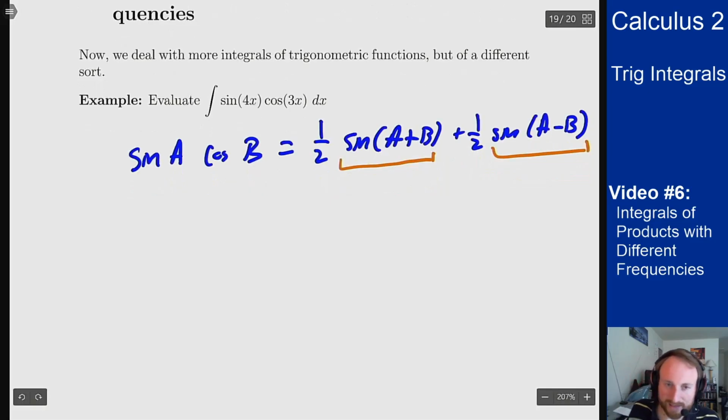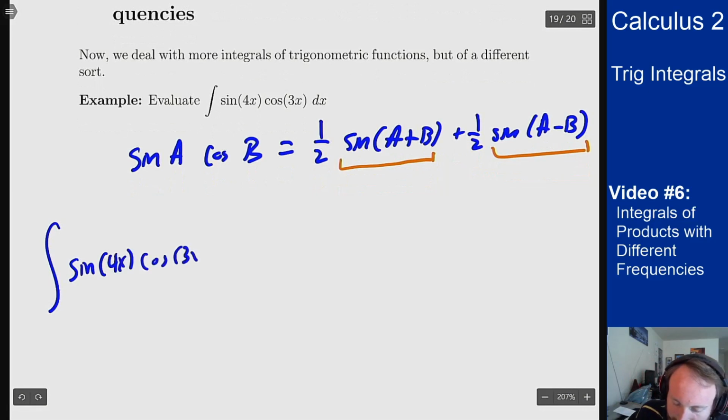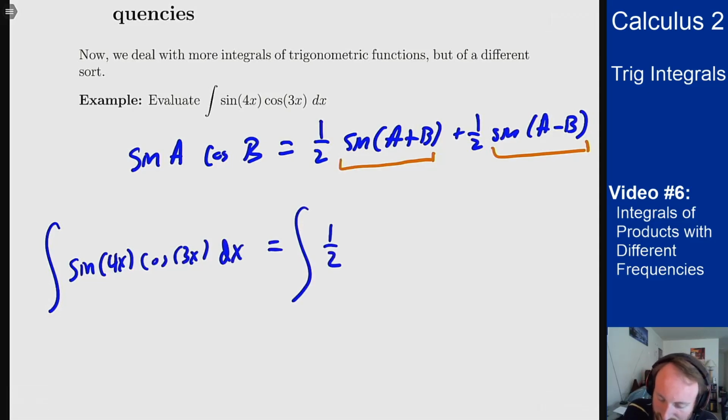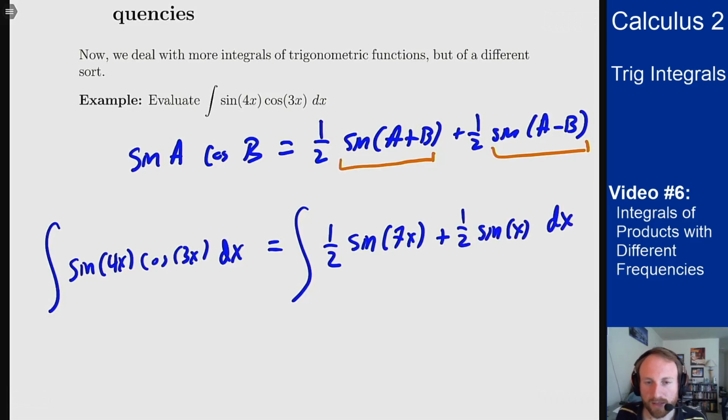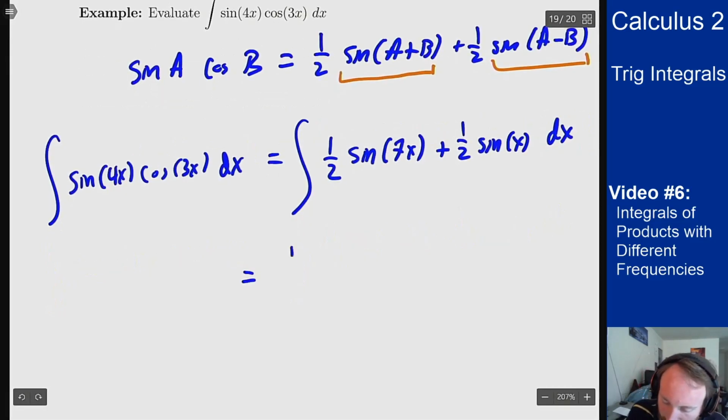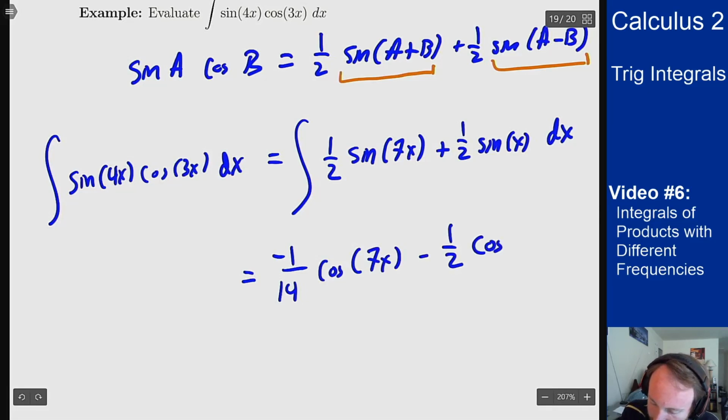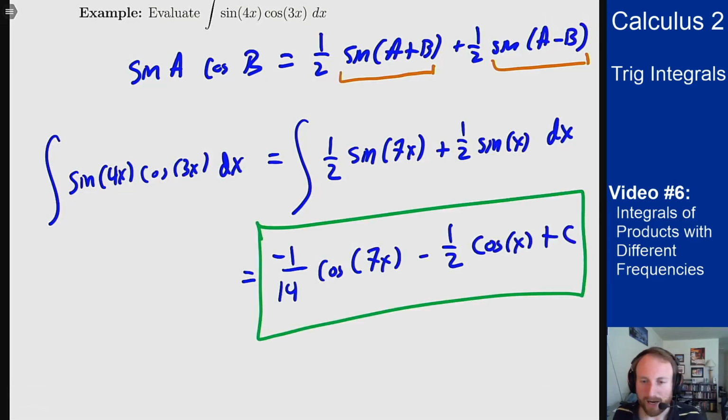What that tells me then is that the integral of sine of 4x cosine of 3x dx is the same thing as the integral of 1/2 sine of a plus b, so sine of 7x, plus sine of a minus b, which is just sine of x, dx. And now since those two are just trig functions on their own, there's no weird product going on, this integral is easy. This integral I can just solve out. I get a 1 over 14 cosine of 7x with a minus sign, and then minus 1/2 cosine of x, plus c. And that's how you work out these integrals.